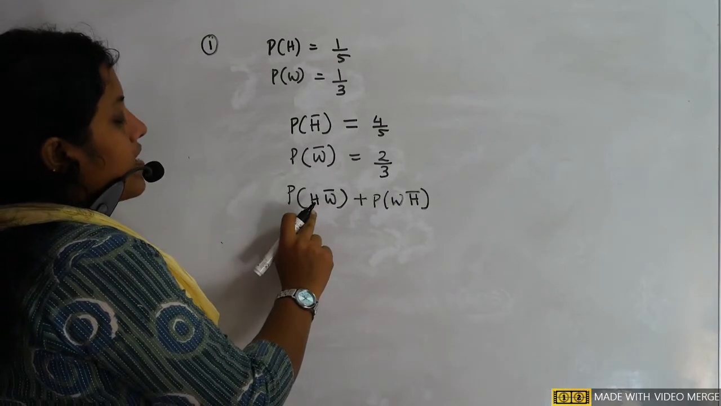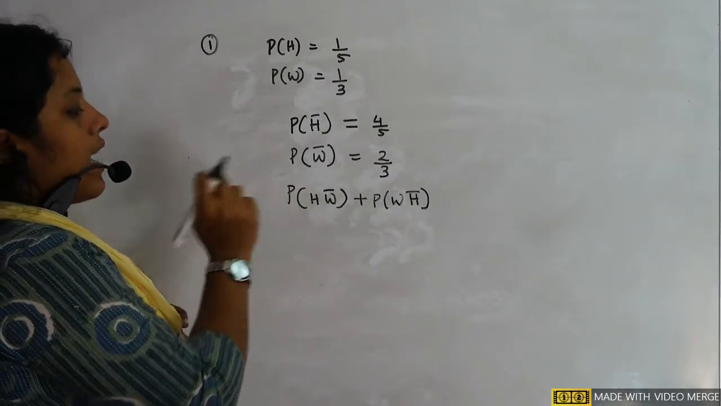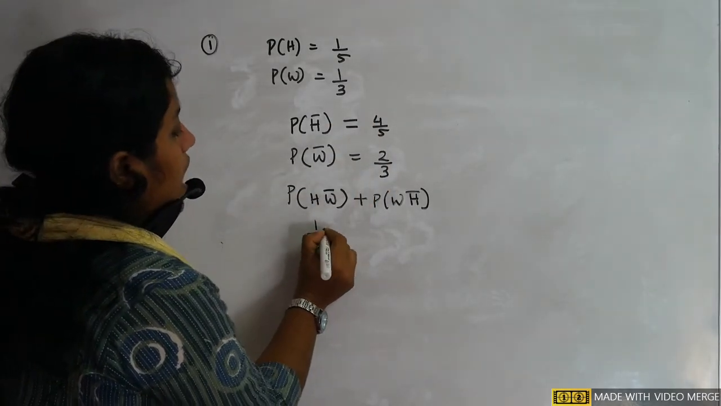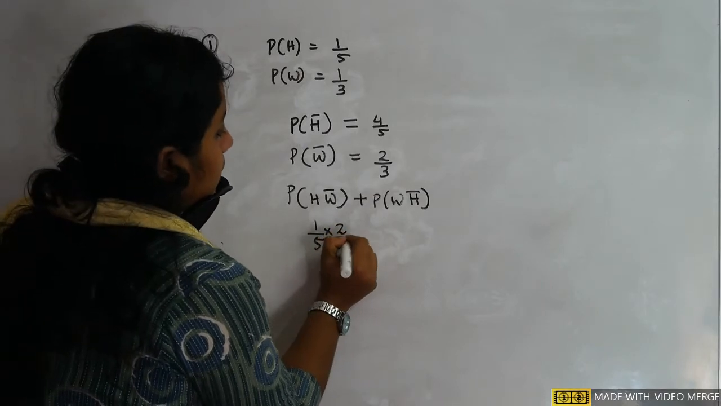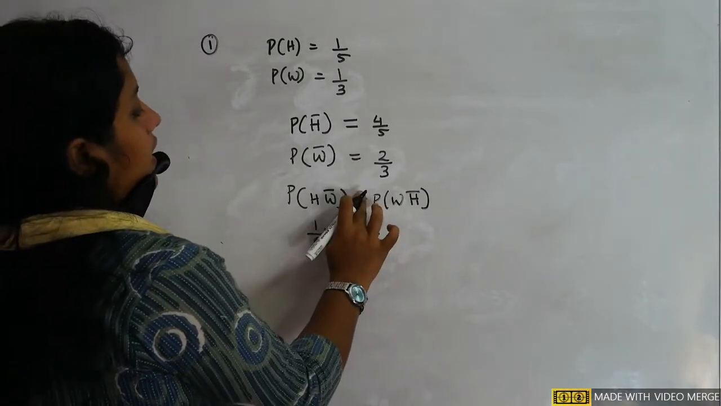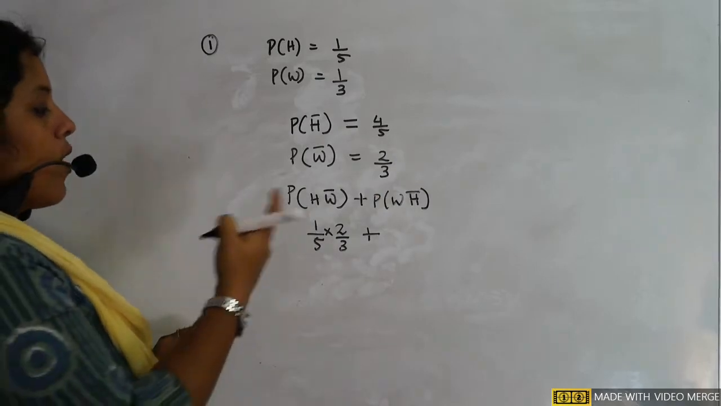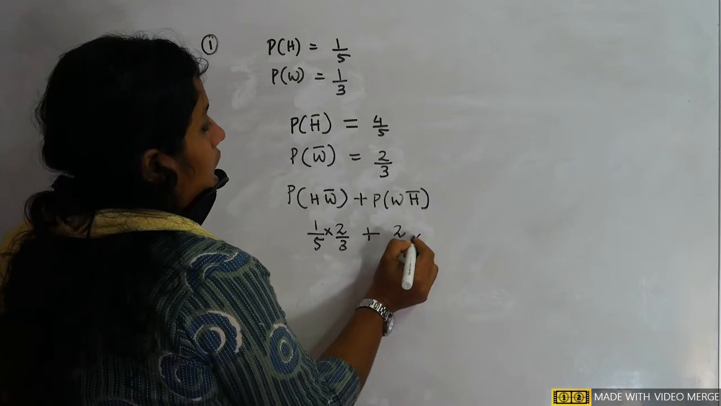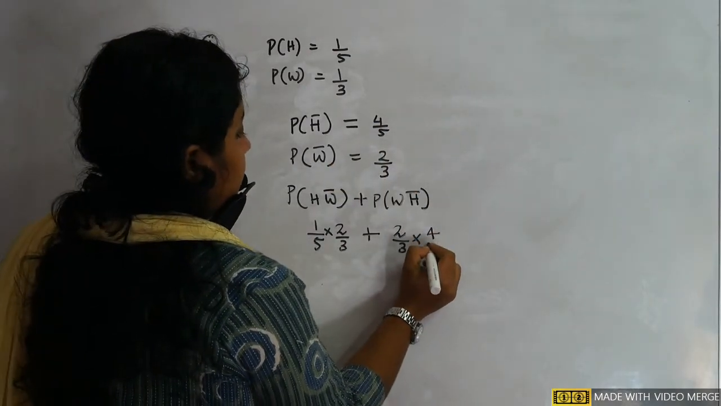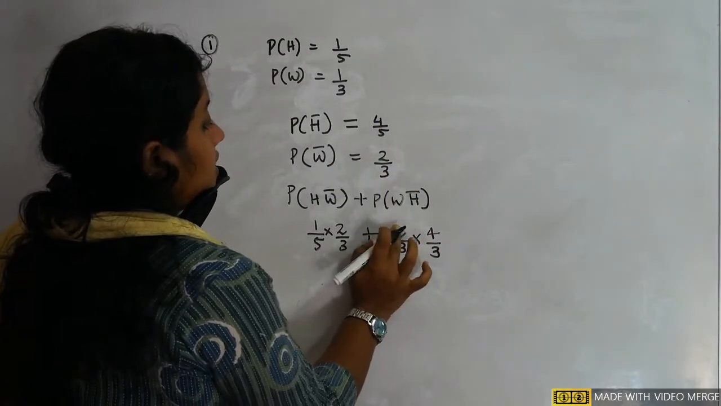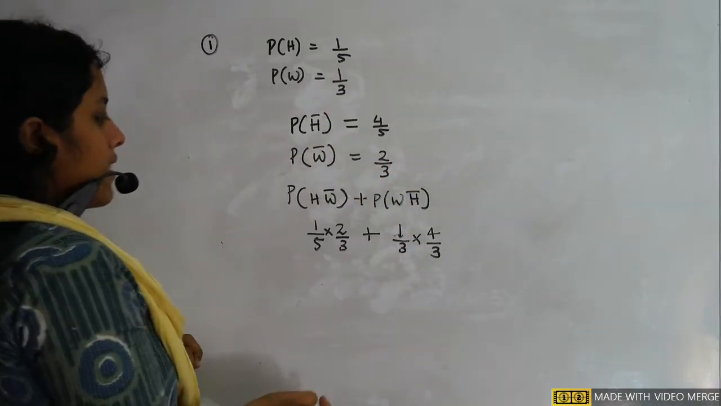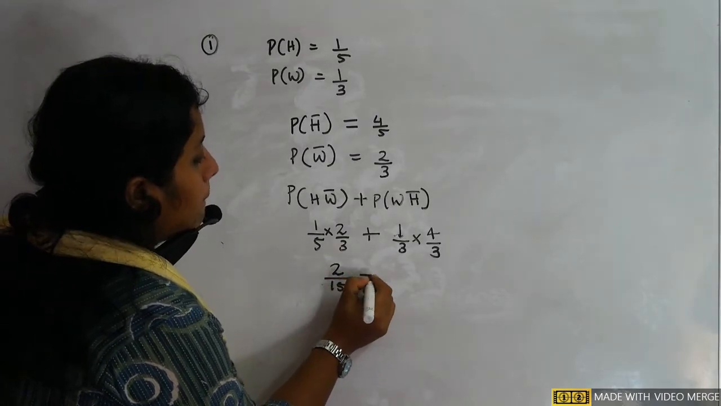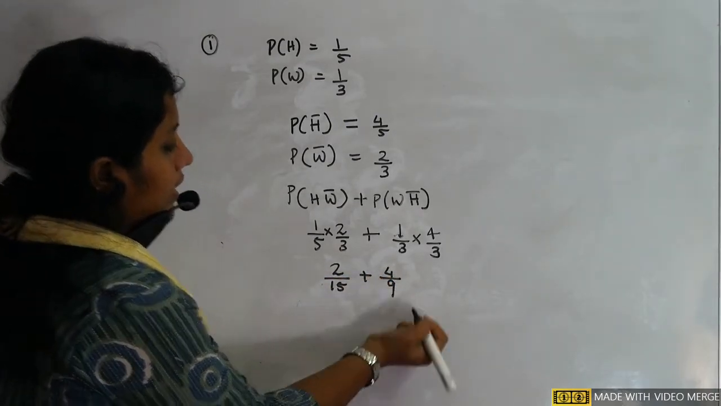Husband getting selected and wife not getting selected. What is the probability that husband is getting selected? 1 by 5, and wife is not getting selected, 2 by 3, plus, here it is or, so that's why I'm putting plus, or wife is getting selected, husband is not getting selected. Wife getting selected is 1 by 3, right? So that is 2 by 15 plus 4 by 9, isn't it?